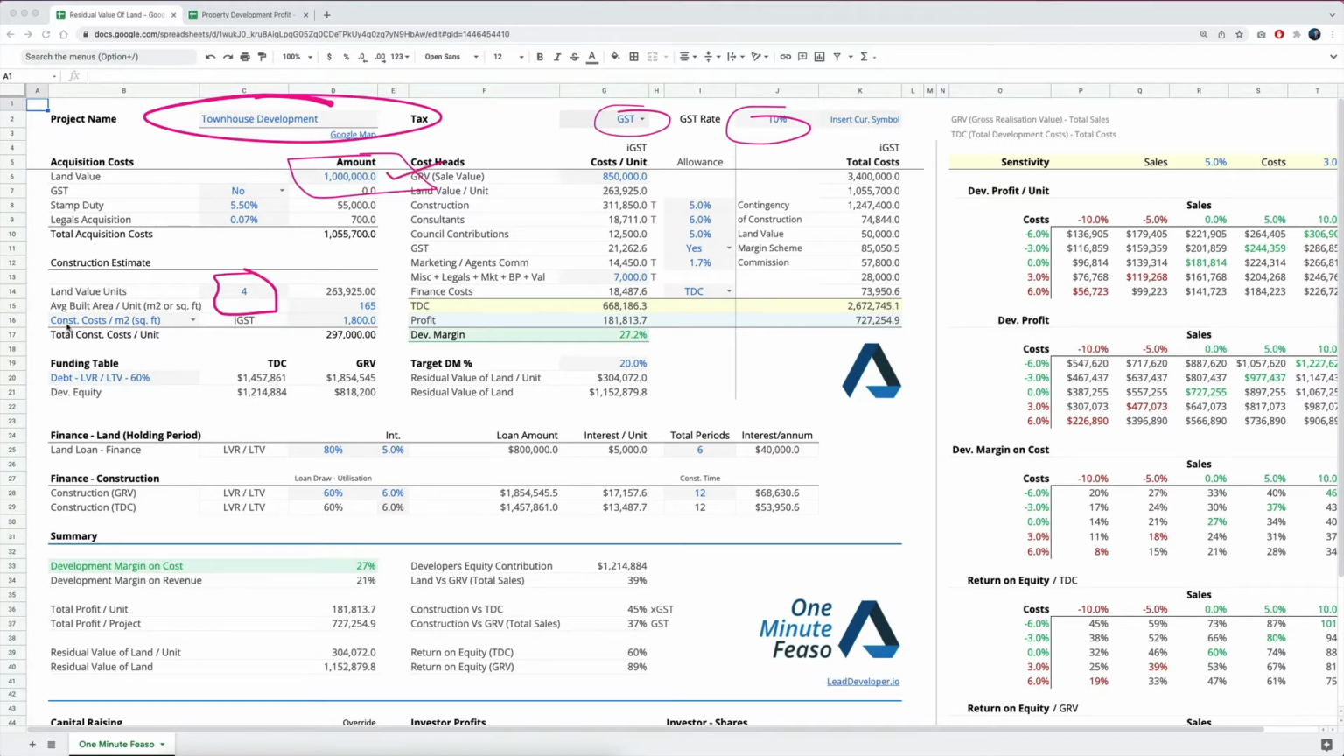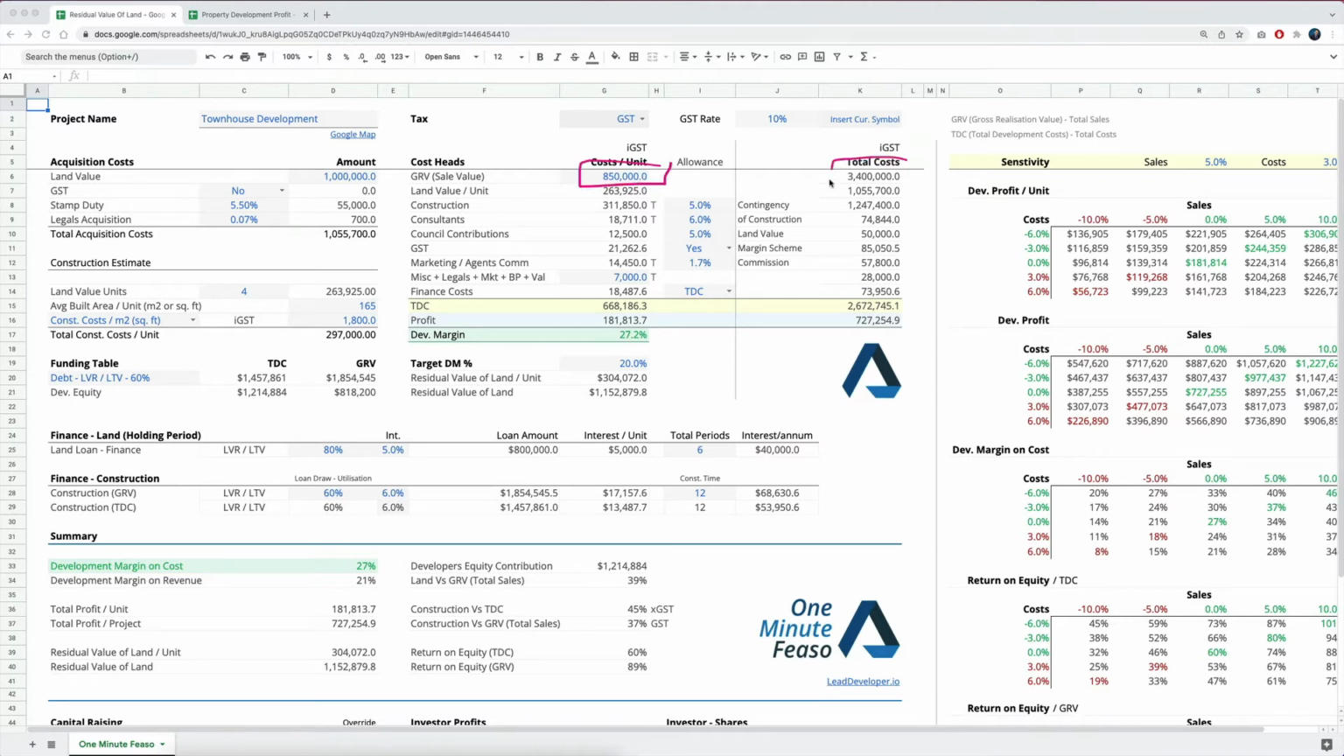Based on the cost and everything, here we are going by the square meter rate for construction, or the square feet rate. I know on average they will be about 165 square meters built area, and I'll be paying $1,800 per square meter for the construction. At the end of it, I'll be able to sell each townhouse for $850,000. That gives me a total sale value of 3.4 mil.